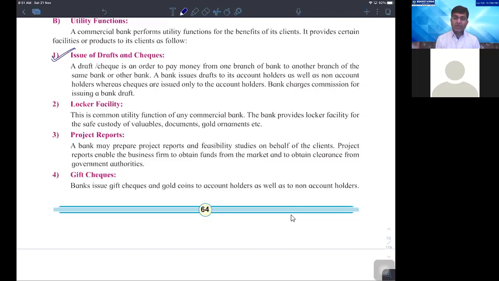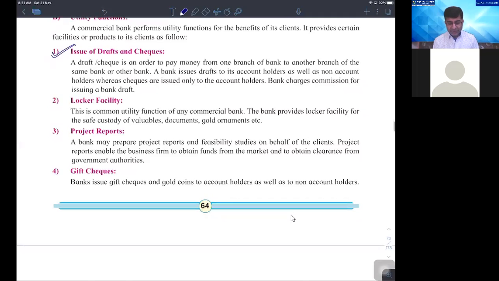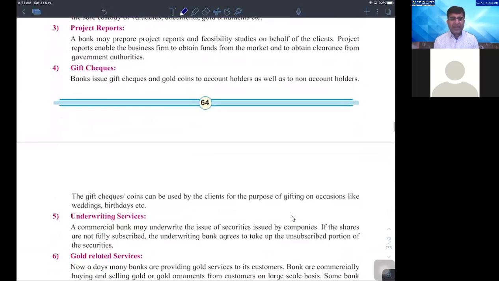So that's why that locker facility becomes a very important utility, and that is why it is included in the utility function. Then project reports, there are very limited number of banks who does this. A bank may prepare the project reports and feasibility studies on behalf of its clients. Nowadays, these things are not done by the banks because these things are already been performed by the experts, the professionals into that.